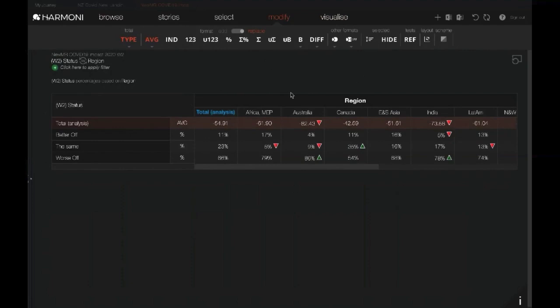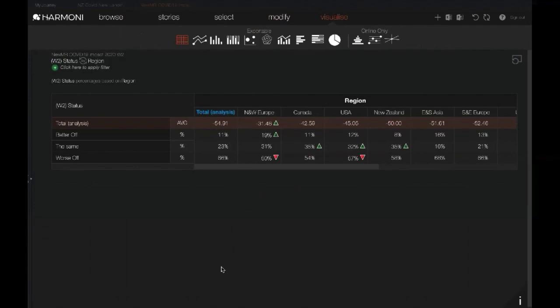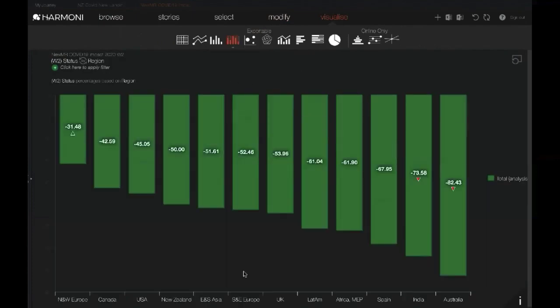I'm going to rank it so that the least worse off comes to the left, and if I graph that now as a bar chart, you can see we've got quite a range from North and West Europe, who are the least worse off, across to Australia and India, who are the most worse off, using that formula of the interaction between income and hours worked.